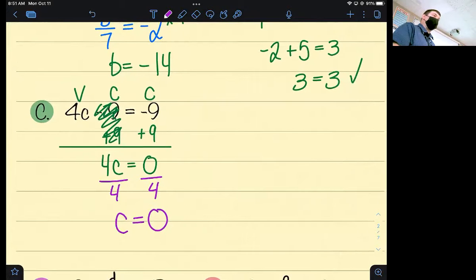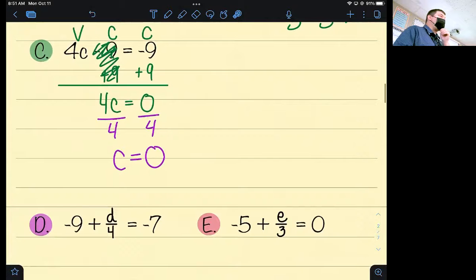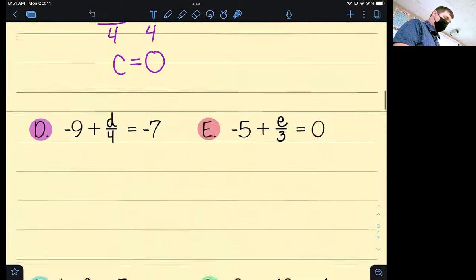I know we don't have to check this one, but this is a really easy one to check. If I were to plug C in right there, what's 4 times 0? 0. So you're left with -9 equals -9. That obviously is correct. So we know we have it right. All right. So enough of me. Now you guys are going to do these.